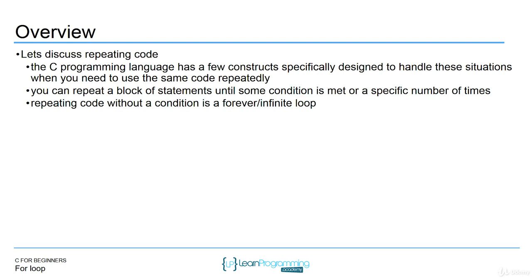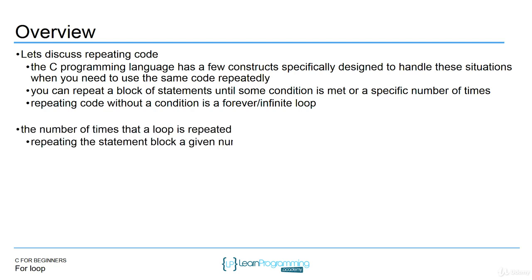The C programming language has certain constructs designed for the language that you can use when you want to repeat code. This allows you to repeat a block of statements until some condition is met. It's similar to the if statement in that you evaluate a Boolean expression, a condition. You can't run forever. When you run a loop forever, that's an infinite loop, and there are only certain times you may want to do that, usually for monitoring or listening to something.